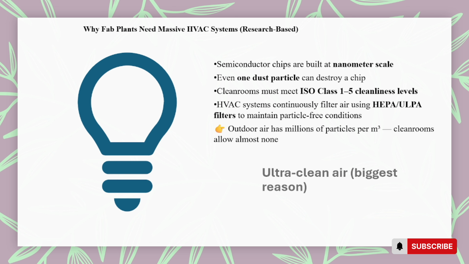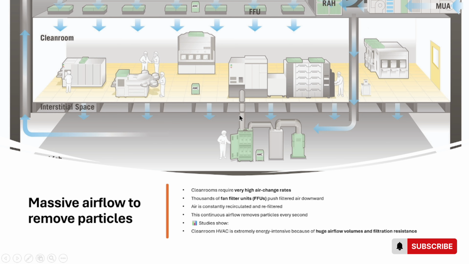The HVAC systems continuously filter and recirculate air every few seconds. That's why the HVAC system is a crucial part of the fab plant. It's a giant air purification machine that helps to make a chip. Come to the next slide.